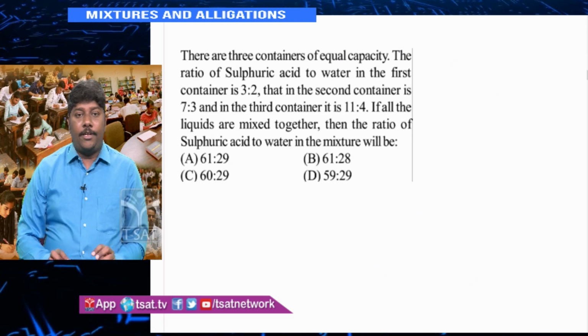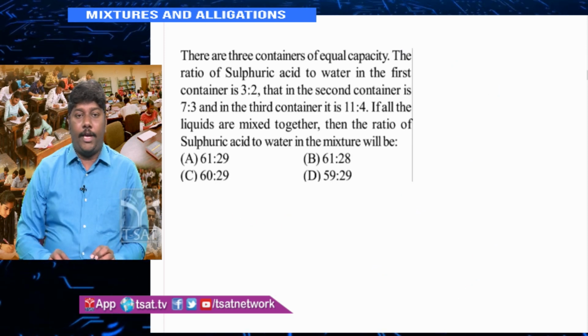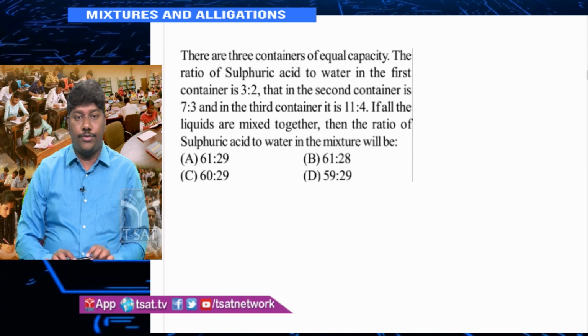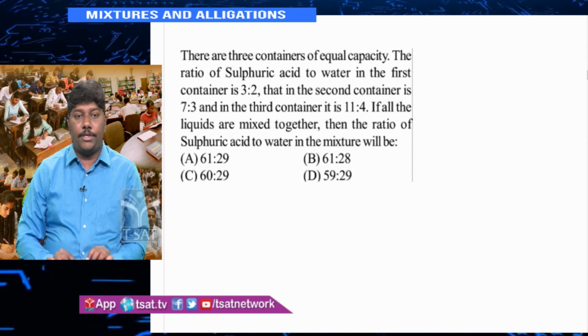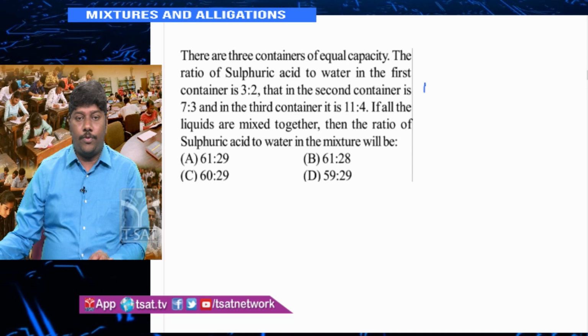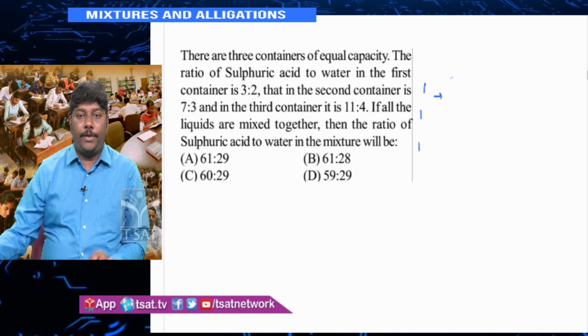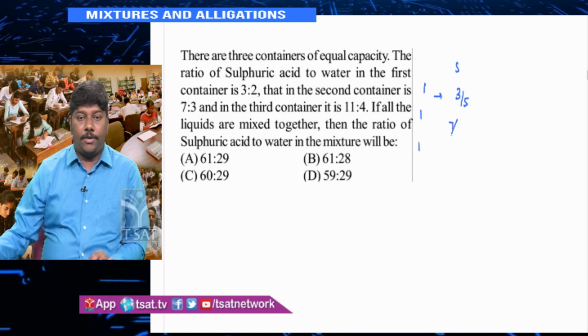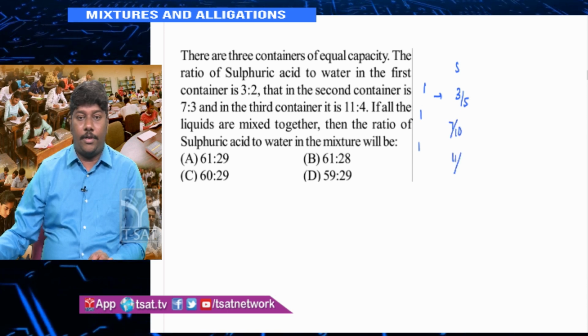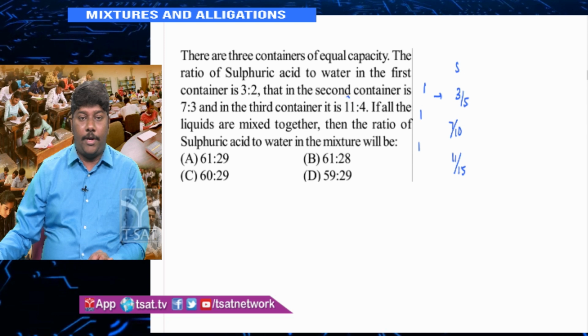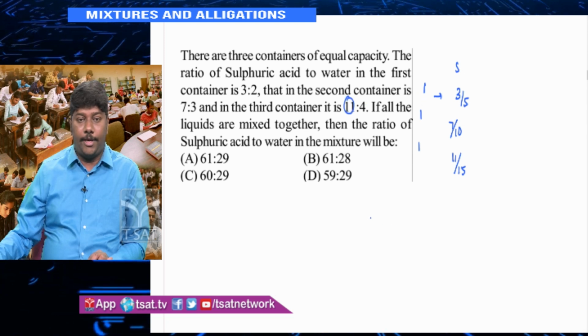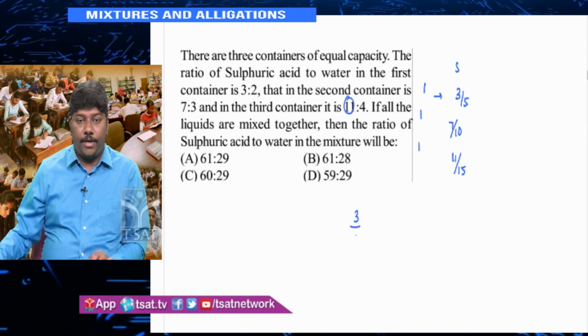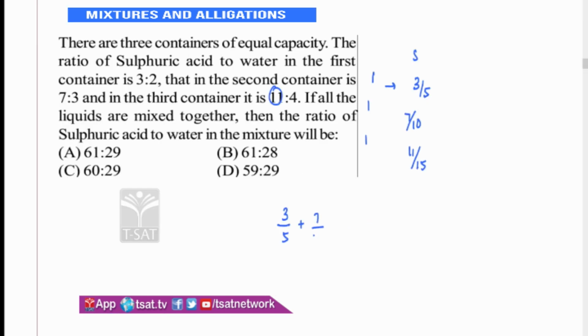Again here, there are 3 containers of equal capacity. The ratio of sulfuric acid to water in the first container is 3:2, the second one is 7:3, the third one is 11:4. The quantities are 1:1:1, therefore I can say sulfuric acid in the first container is 3 out of 5, in the second container it is 7 out of 10, and in the third container it is 11 out of 15, because 11 parts out of 15 parts. So find the sulfuric acid here: N1A1 is 3/5, N2A2 is 7/10, N3A3 is 11/15, divided by 1 plus 1 plus 1, which is 3.